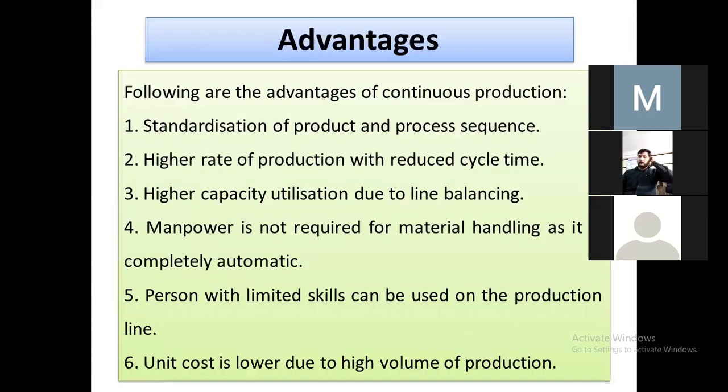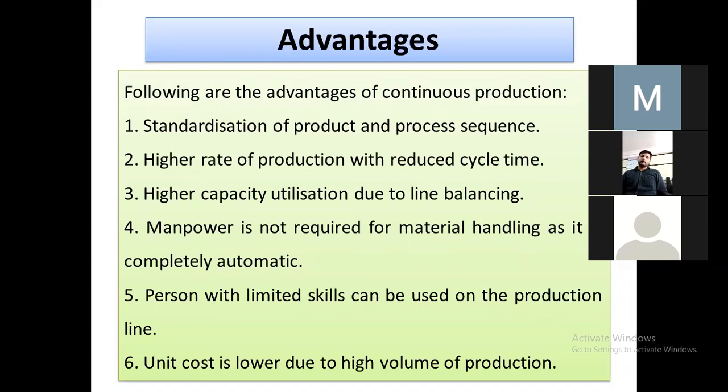Then what are the different advantages of continuous production? Standardization of product and process sequence, higher rate of production with reduced cycle time, higher capacity utilization due to line balancing, manpower is not required for material handling as it is completely automated. A person with limited skill can be used on the production line. Unit cost is lower due to high volume of production. Is there any explanation required on this point?